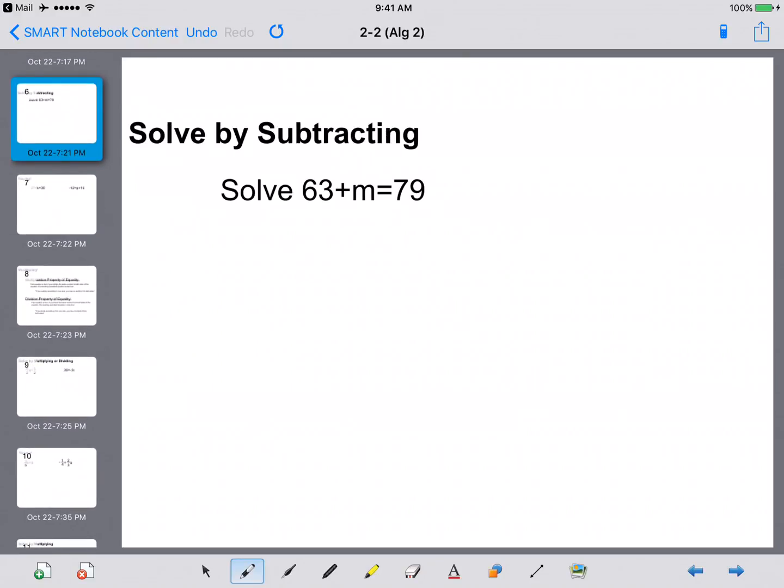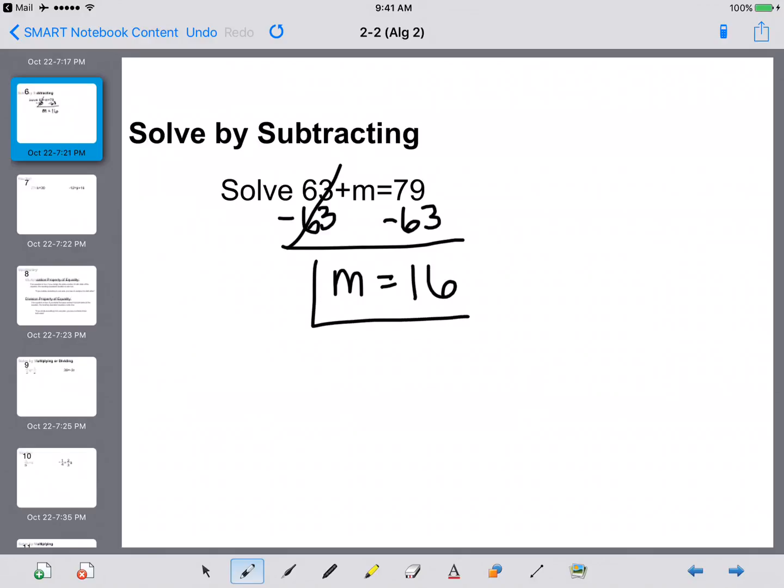So if we're going to solve by subtracting here, we've got to solve 63 plus m equals 79. So we've got this 63 hanging out with our m. It needs to go away, so to do that, we're going to take away 63. What you do to one side of the equal sign, you do to the other. Those cancel out, and we have m equals 79 minus 63 gets us 16. So our m is 16.